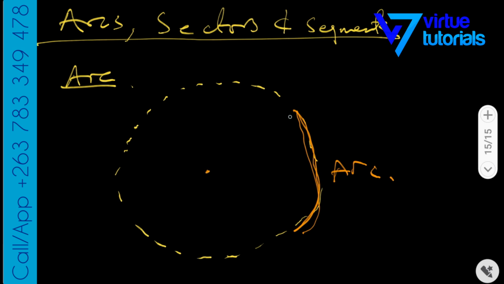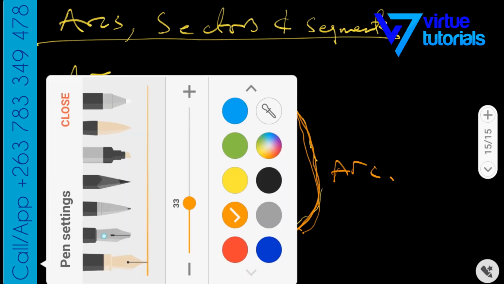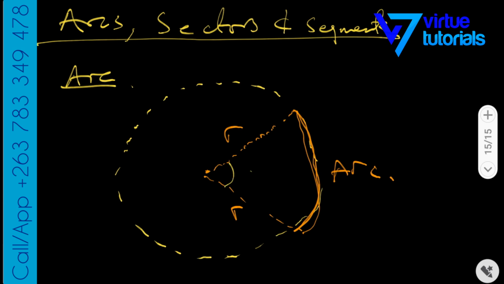And an arc can be tracked back to a center by two radii. So there's a radius and a radius, and between the two radii, there's an angle theta. So this arc here is linked to the center by two radii and an angle theta. So we want a formula to find the length of arc, how long the arc is.